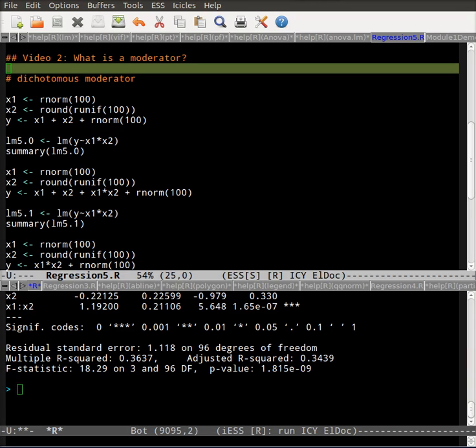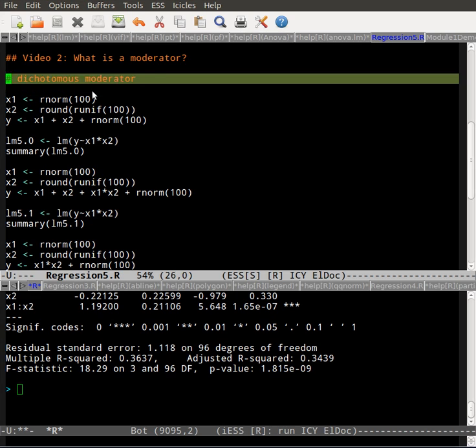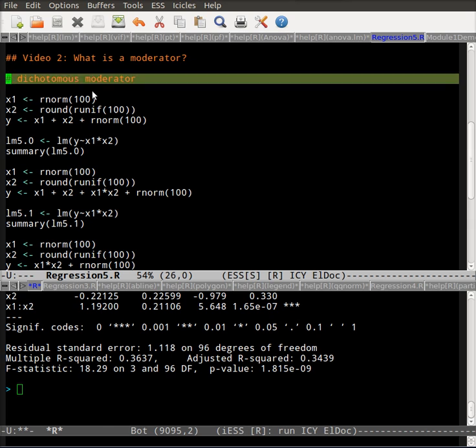All right, so what is a moderator? This is the first video, other than the overview for week 5. And the moderator is really central to, obviously, moderated regression. But what I want to do is start out with the simplest way of explaining a moderator, which is generating data so you can see what a moderated effect looks like.